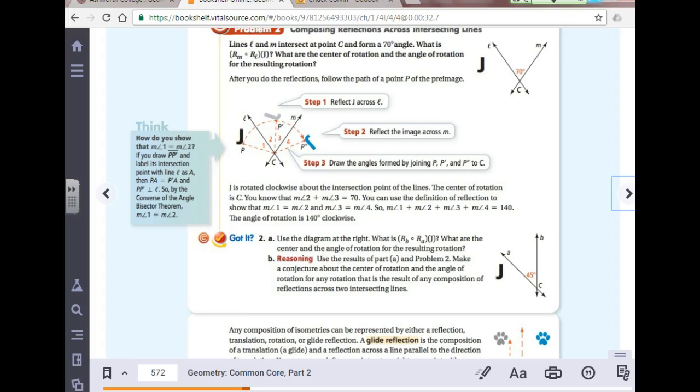Okay? So, in the Got It section, use the diagram at the right. What is the reflection of J over A, and then again over B? So if we reflected it here, and then we reflected it back over here, it's asking what is the center and the angle of rotation for the resulting rotation. C is going to be the center of rotation because it's where the two lines crossed each other. And so a double reflection is just going to be a rotation of, if that's 45, then the total rotation is going to be double that, or 90 degrees.